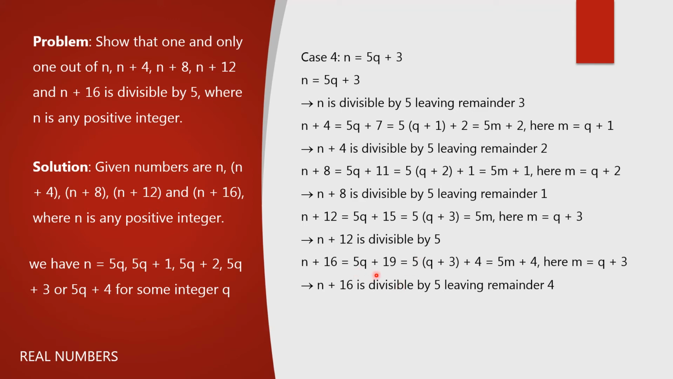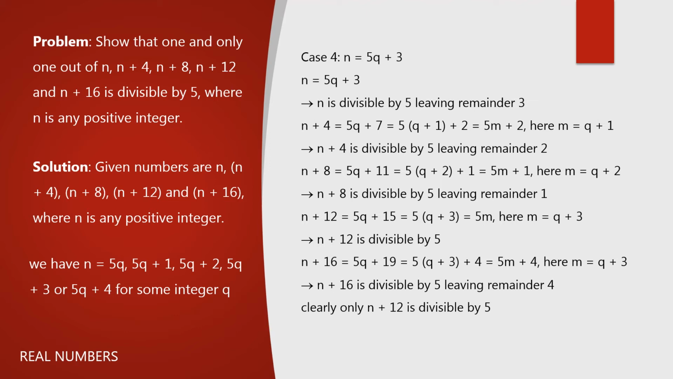Coming to n plus 16. 5q plus 3 plus 16, that is 5q plus 19. 19 is more than 5. I can write this as 15 plus 4. That's why 5q plus 15 plus 4. From first two terms common 5, 5 into q plus 3 plus 4. You will get 5m plus 4. Now n plus 16 is 5m plus 4. I can write this as n plus 16 is divisible by 5, leaving remainder 4. Except in n plus 12, in case of all the other numbers, we get some remainder. Therefore, only n plus 12 is divisible by 5 in case 4.